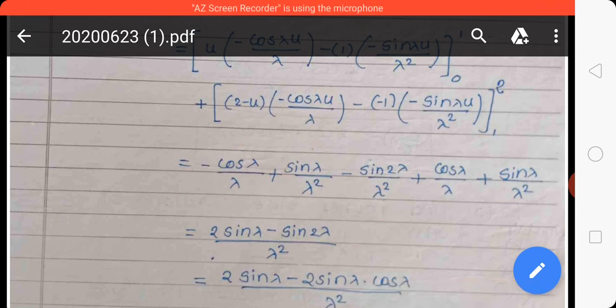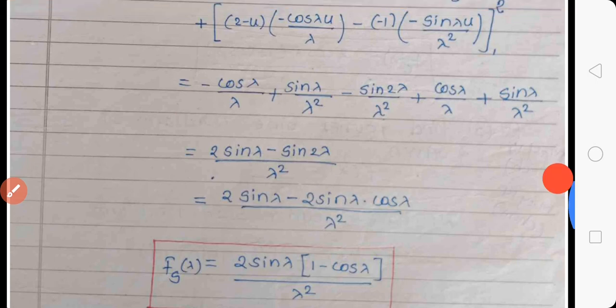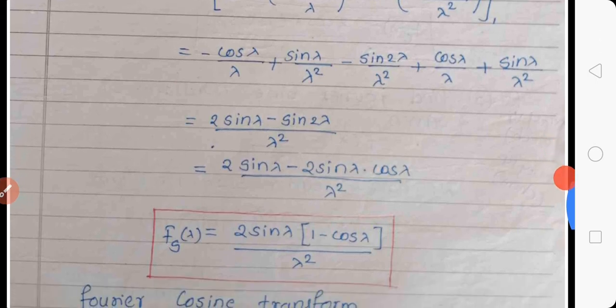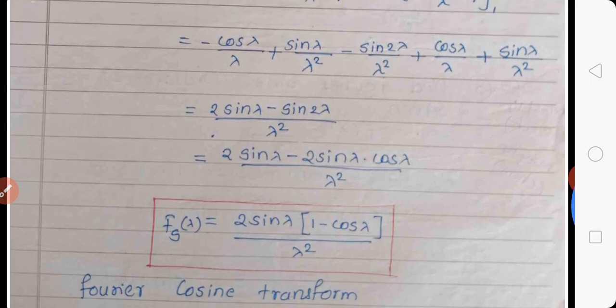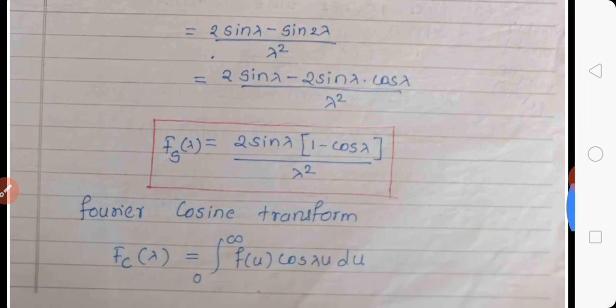Now simplify this term. We got the value 2 sin lambda minus the value of sin 2 lambda, which is 2 sin lambda cos lambda, upon lambda square. Now collect the terms. We got the value Fs of lambda is equal to 2 into sin lambda in bracket 1 minus cos lambda upon lambda square. In this way, we got the Fourier sine transform. Similarly, try to find the Fourier cosine transform of the function.